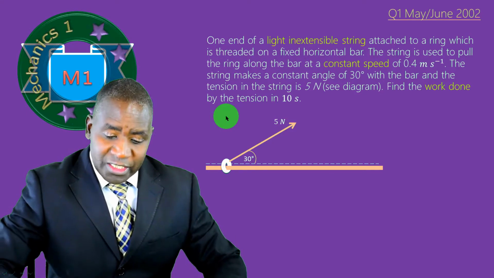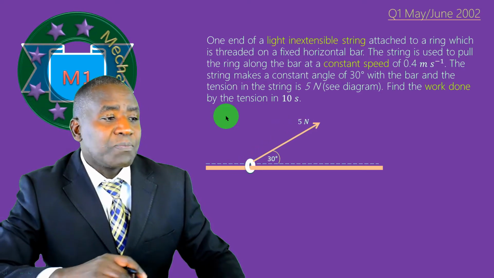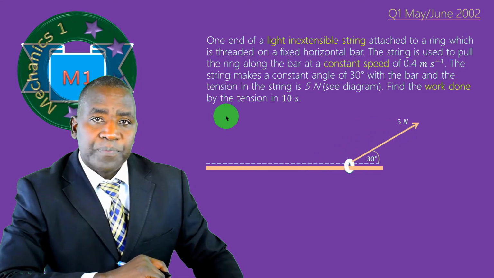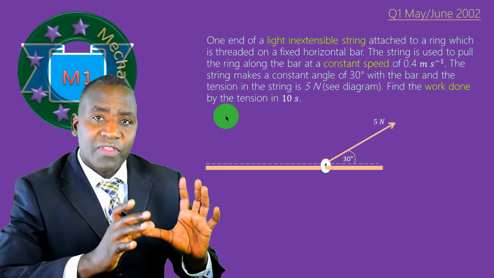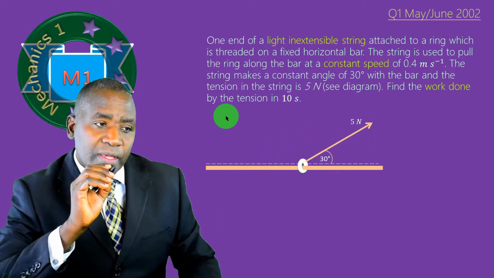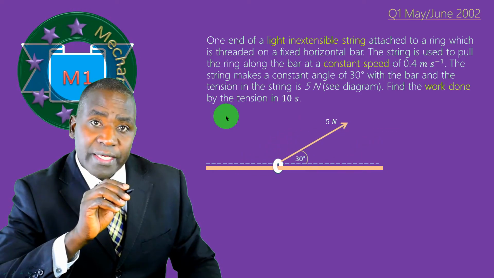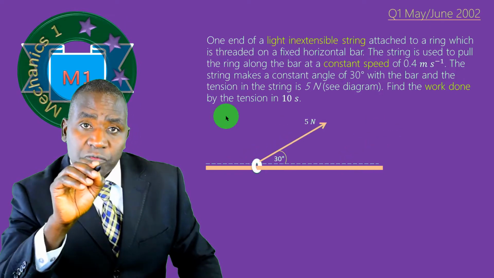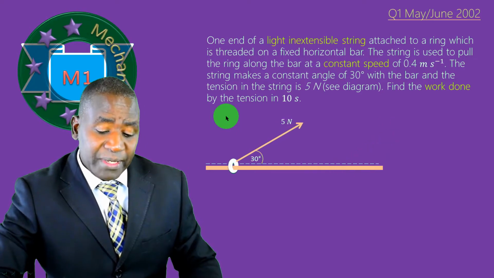So let's see, we are told that this string moves with a constant speed along that bar. I've simulated this motion, or animated the motion of this ring, to emphasize that tension remains at 30 degrees to the horizontal as the ring moves along the bar. That is why I have animated that.